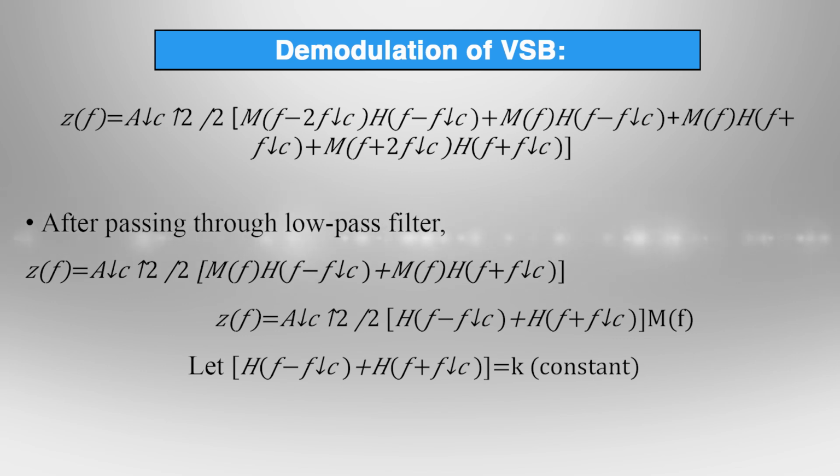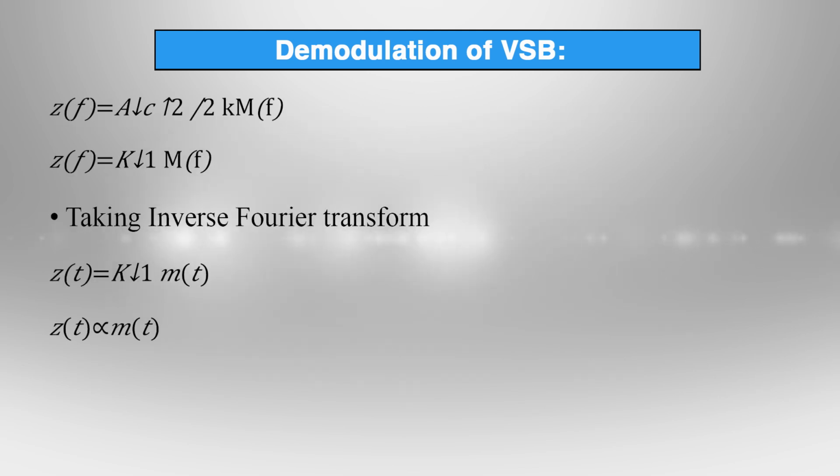Then Z of f will be Ac square by 2 into H of f minus fc plus H of f plus fc, whole multiplied by m of f. Let H of f minus fc plus H of f plus fc be represented by a constant k. Now, the above equation will be Z of f equal to Ac square by 2 into k times m of f, or Z of f equal to k1 into m of f.